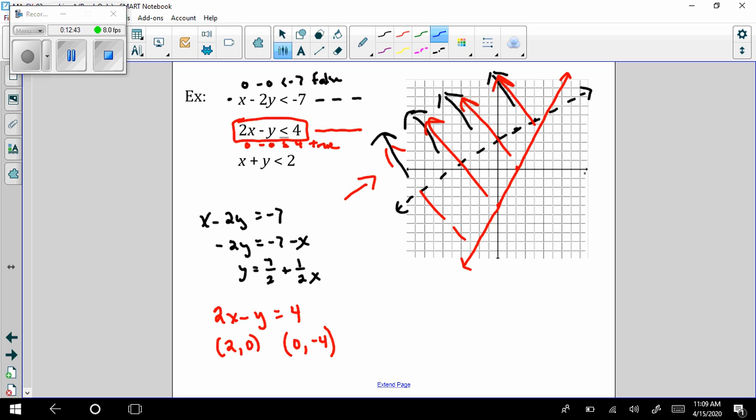All right, so third equation. This one is going to be dashed. So I have x plus y equals 2 as my boundary. So 2, 0, and 0, 2 to make it nice and easy. So there is a constraint point. And 0, 2 is right here. So this one is dashed.